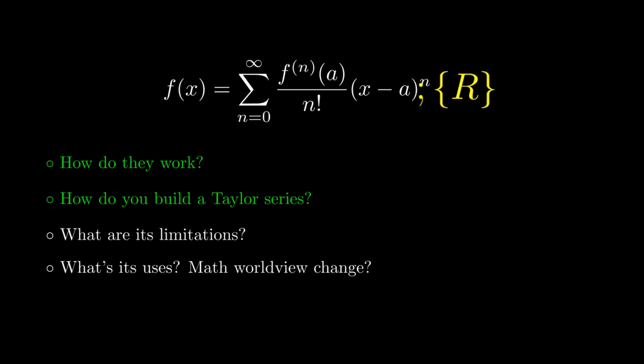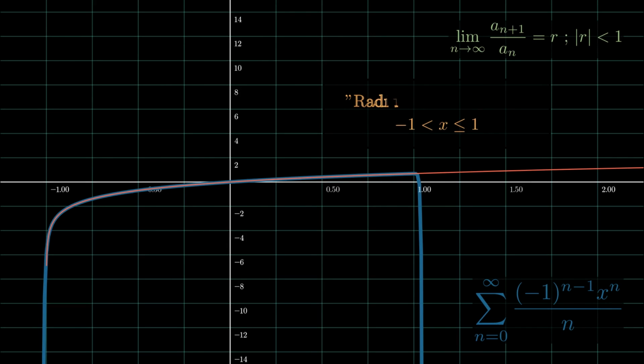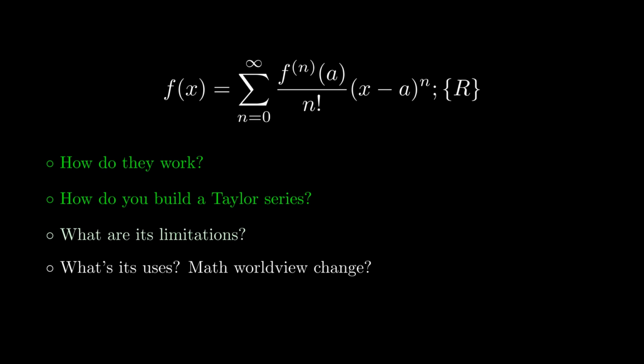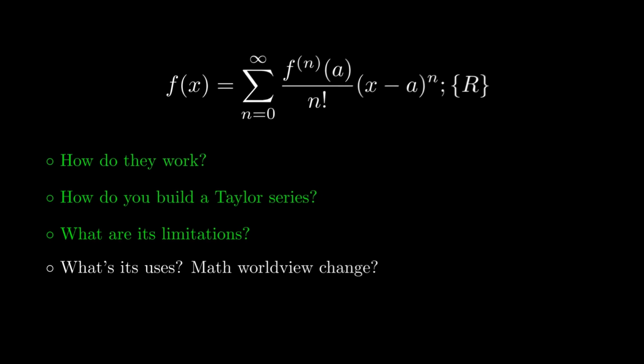Remember the capital R thing? That big R stands for the radius of convergence of a Taylor series. It just describes the values of x that satisfy a Taylor series around a certain point. So for this Taylor series, the radius of convergence is 1, centered at 0. And finally, we have completed all the parts of a proper Taylor series and discussed its limitations. So what are its concrete uses? And what can we learn about math from this?